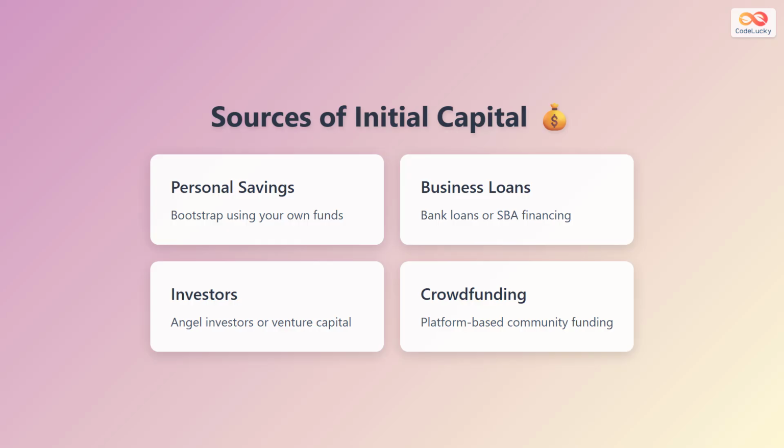Once you know how much capital you need, where do you get it? Personal savings is the most common source, known as bootstrapping, where you use your own funds. Business loans from banks or small business administration financing offer borrowed capital you repay over time. Investors like angel investors or venture capitalists provide funding in exchange for equity or ownership. And crowdfunding through platforms allows you to raise money from a community of supporters. Each source has different requirements, costs, and implications for your business ownership, so choose wisely based on your situation and goals.